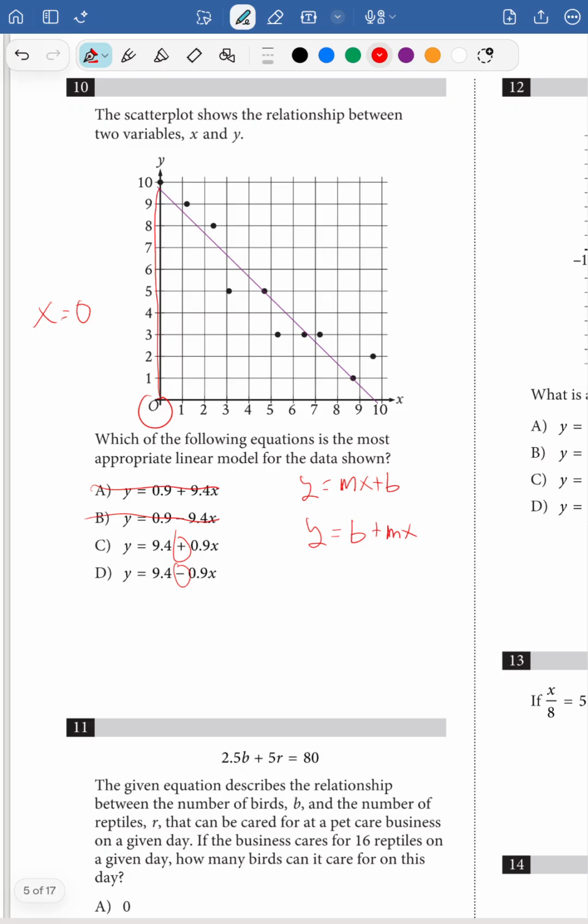For C, this represents a positive value of slope, meaning every time x increases, y should also be increasing. But that is not what is happening here. Instead, every time x is increasing, we see that y is going down. So that is a negative relationship. So we can get rid of C, and we know that our answer is D.